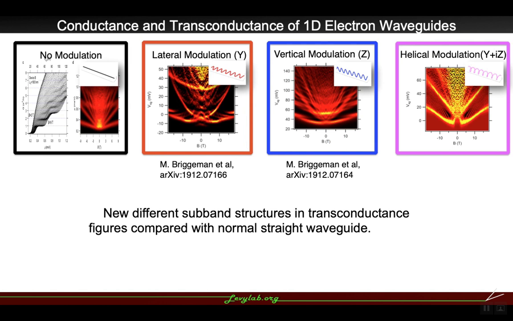Now let's compare the transconductance figures of these new nanostructures with the straight waveguide. You can see that they all show some new subbands in the transconductance figures, and there are some fractal subband structures that are also different between them, and they exhibit their properties in a wider range of the magnetic field.